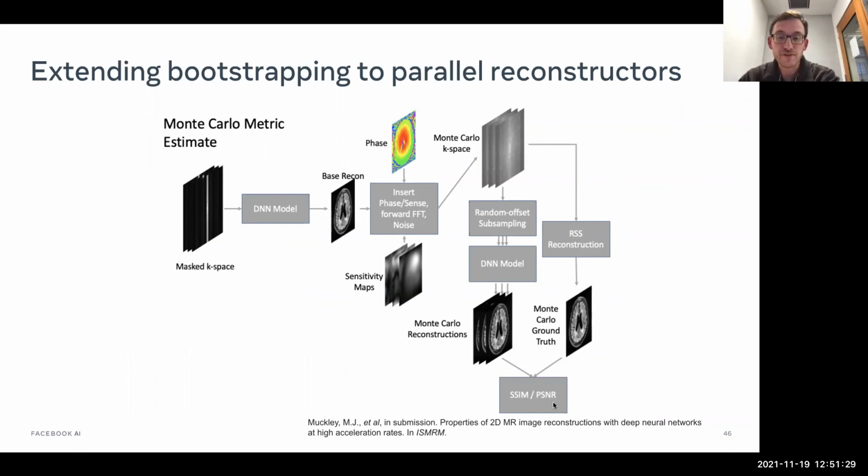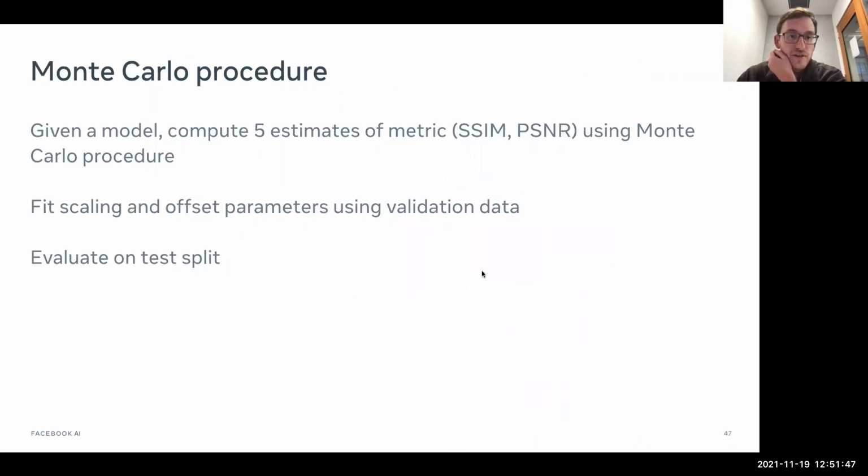So if you run this procedure, then these SSIM and PSNR values will still be off a little bit. So what we use to do a final correction is we use a little bit of calibration data to fit a scaling and an offset parameter. And then we looked at how it ran on test data.